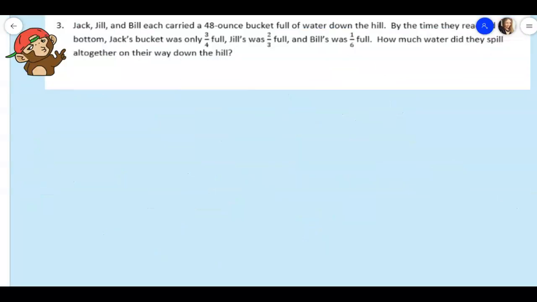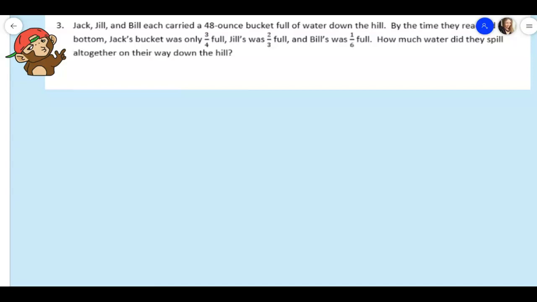All right, let's take a look at number 3. It says Jack, Jill, and Bill each carried a 48-ounce bucket of water down the hill. By the time they reached the bottom, Jack's bucket was only 3/4 full, Jill's was 2/3 full, and Bill's was 1/6 full. How much water did they spill altogether on their way down the hill? So we're trying to figure out how much water they spilled.